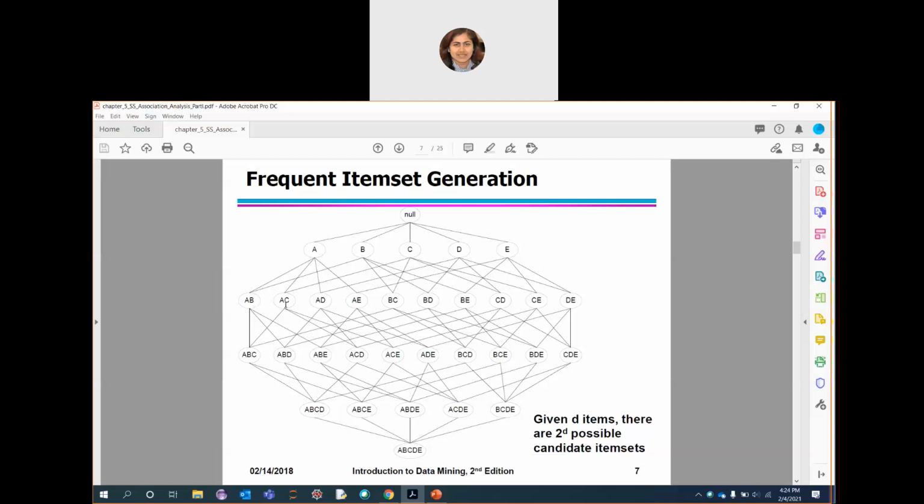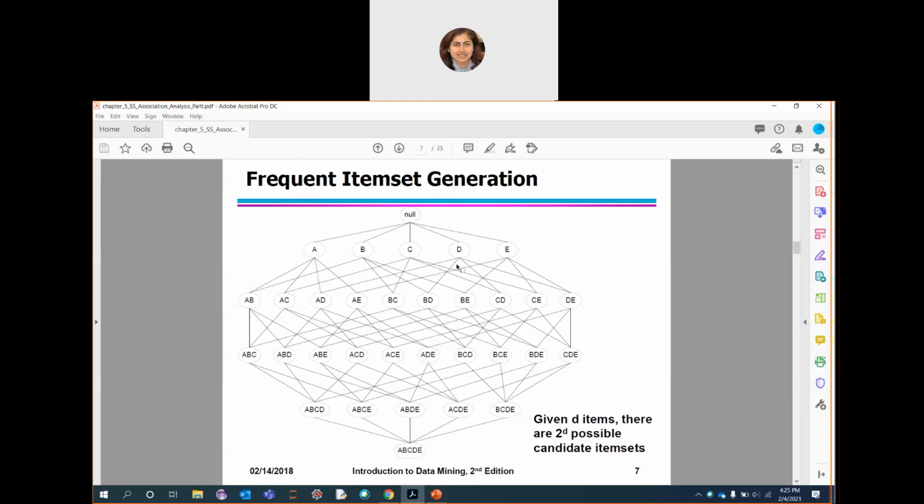It can make another combination AC, another AD or AE. Likewise, B can generate proper pairing or association with BC. We will not again make BA because AB is already present there. You got my point? So BC, BD, BE.